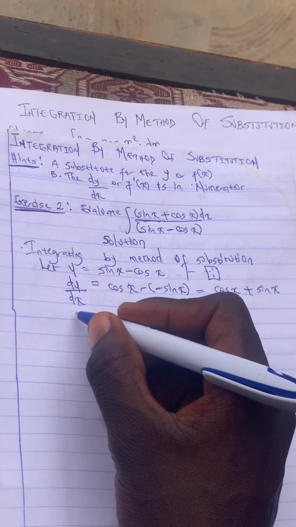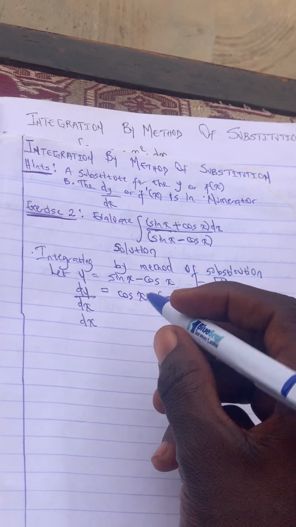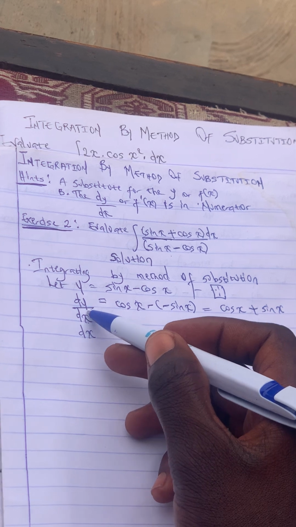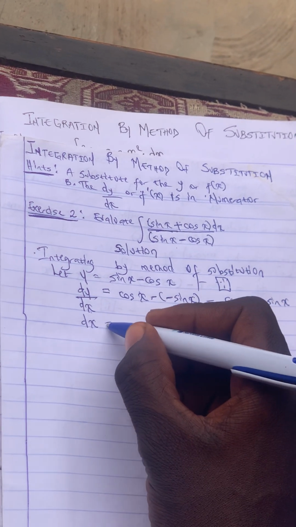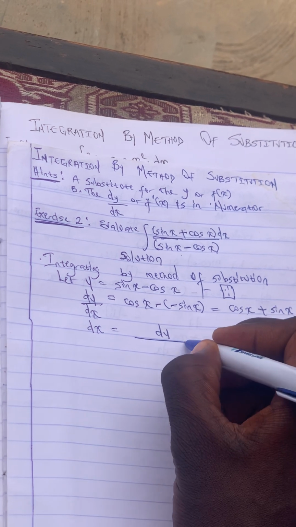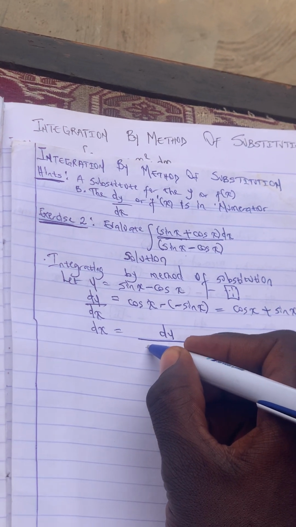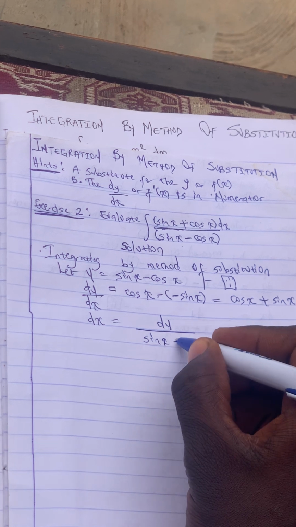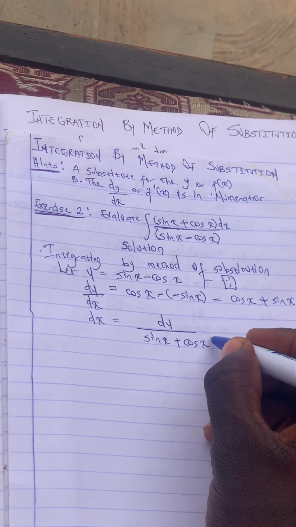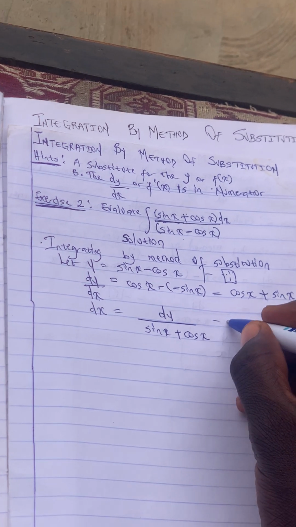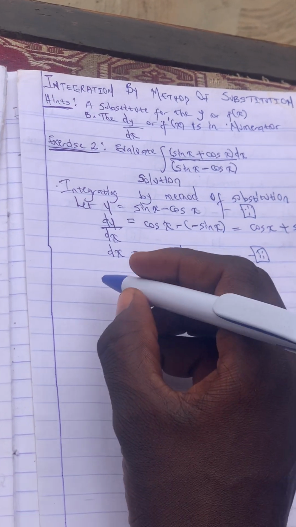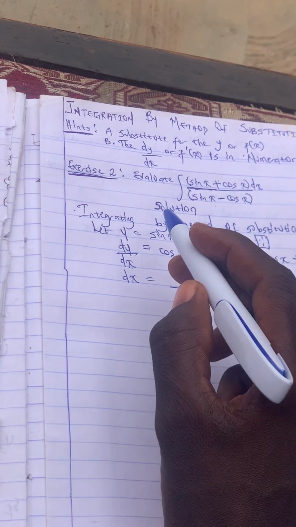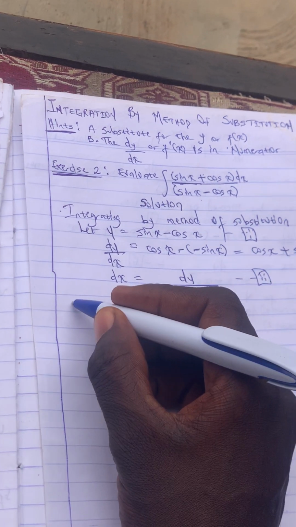Now I want to get the expression for dx. When we integrate, let's substitute this and this. So we have dx equals du over sine x plus cos x. Let me take this as equation 2. Then let me substitute for this and this in this initial expression.